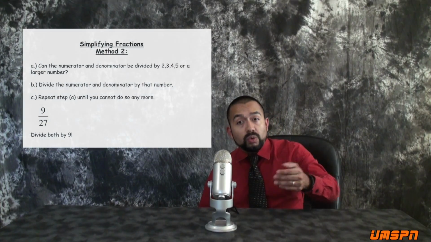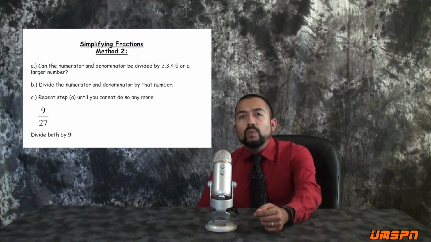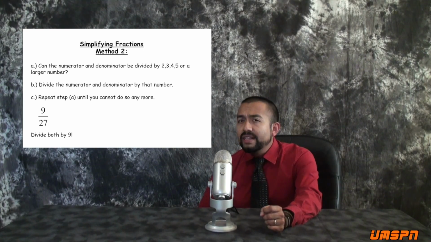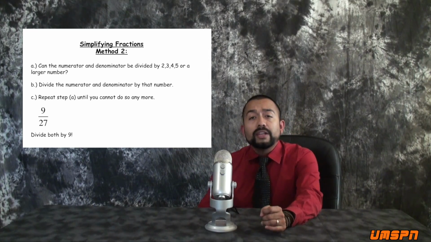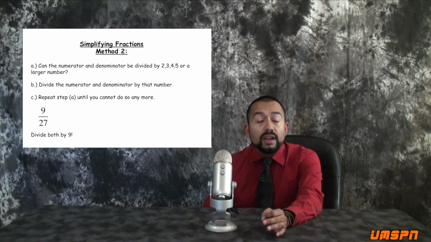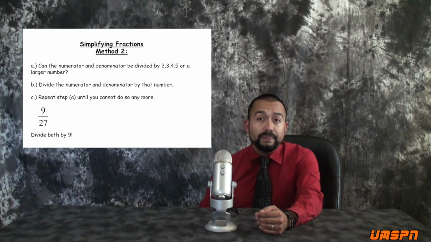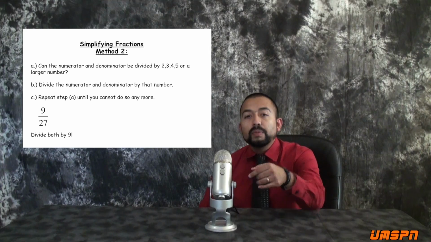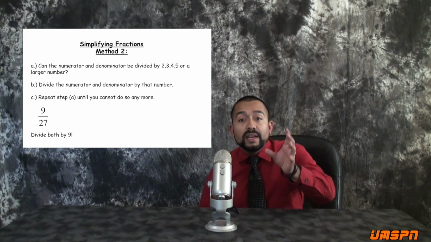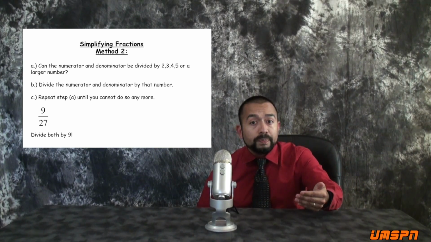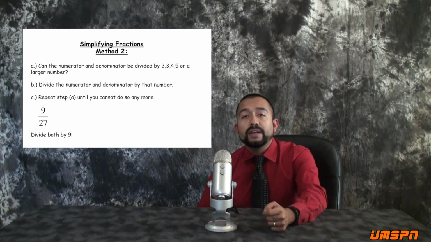Now, method 2 that we used when it comes to simplifying fractions was a bit more unique. What you would do is you ask yourself, can I divide the numerator and the denominator by 2, 3, 4, 5, or a larger number? If you can, divide them both by that number. Now, once you've done that, repeat step A by asking yourself one more time, can I divide the new fraction by 2, 3, 4, 5, or something larger? If you can, repeat. If you can't, then your answer is already in simplest terms. Those are the 2 methods to simplifying fractions.